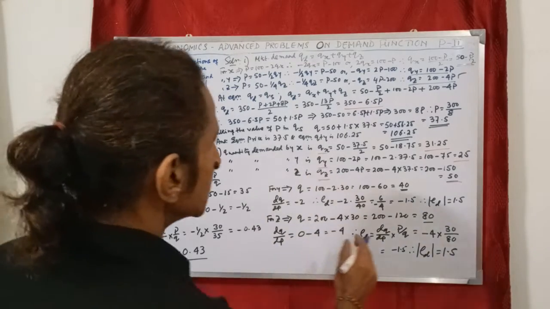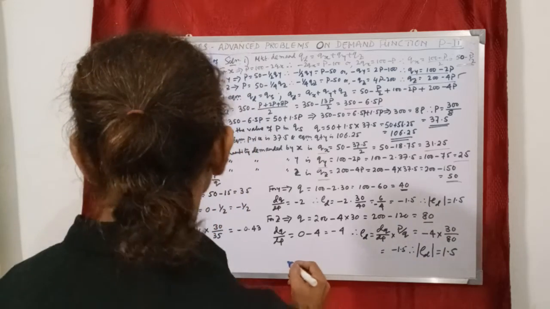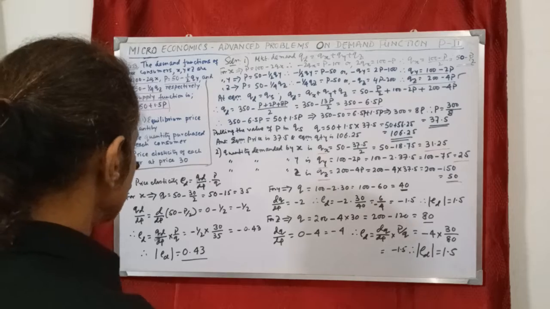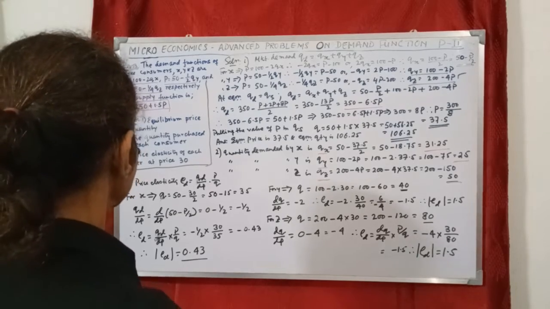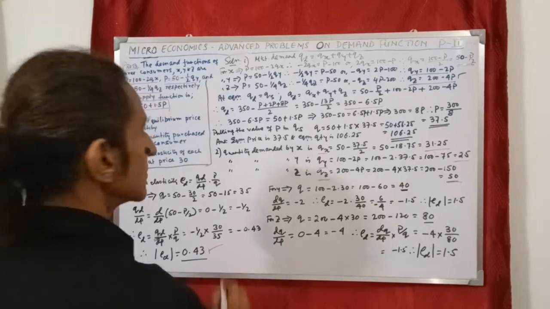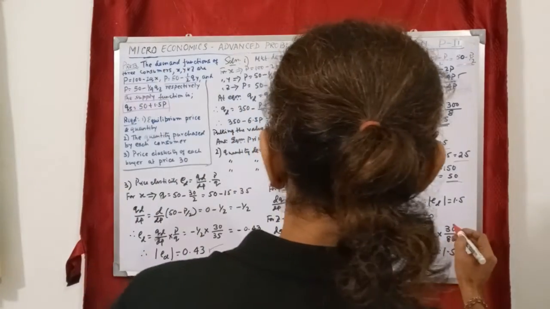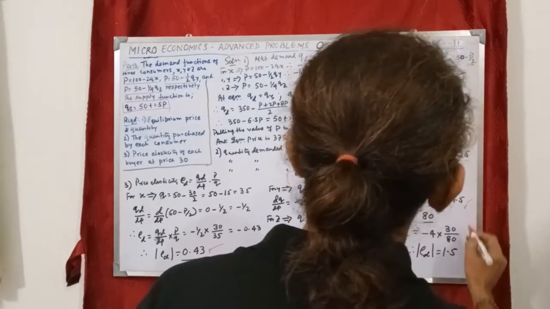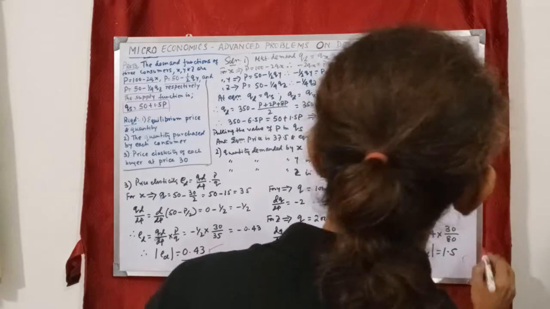So ED of consumer X is 0.43. Consumer Y is 1.5 and consumer Z is also 1.5.